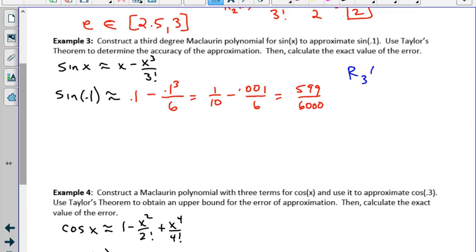So for the remainder, I have to go to the next term. So the maximum possible derivative of the next term times x to the 5th over 5 factorial. Now, the derivative of sine is either going to be sine or cosine or negative sine or negative cosine. The absolute value of the maximum derivative of those things is 1. So we'll make M equal to 1.